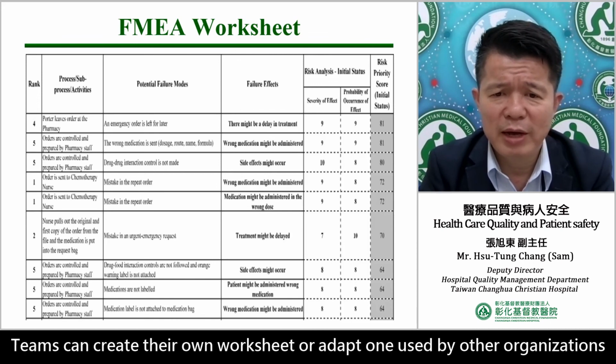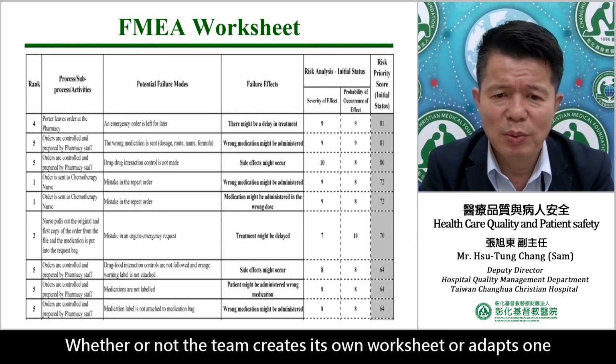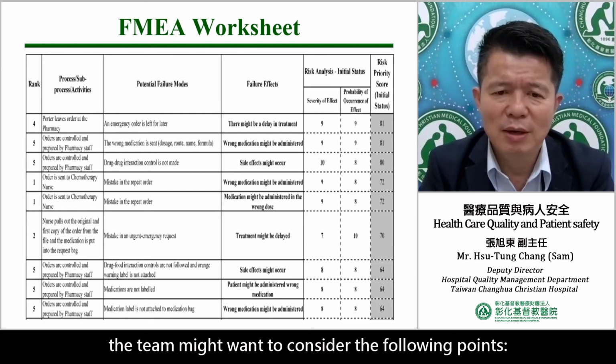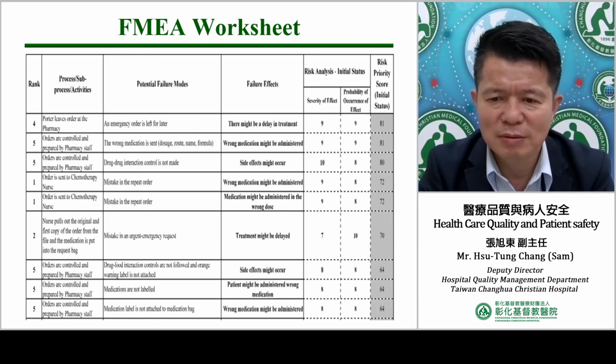Teams can create their own worksheet or adapt one used by other organizations. Whether or not the team creates its own worksheet or adapts one, the team might want to consider the following points.